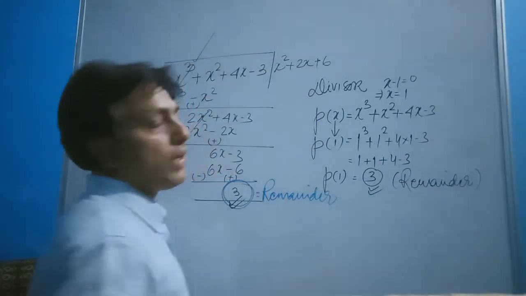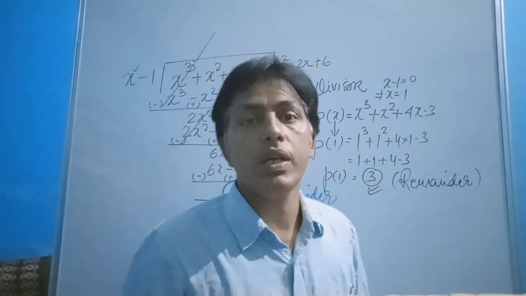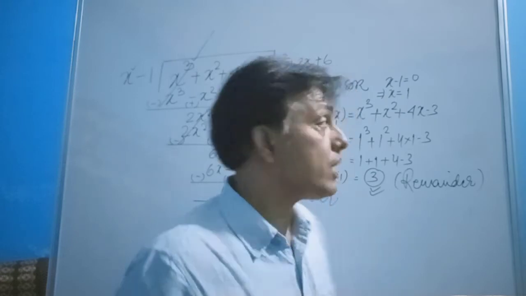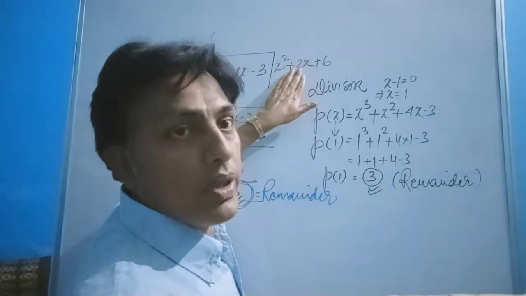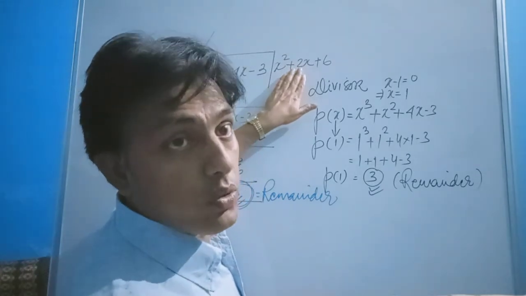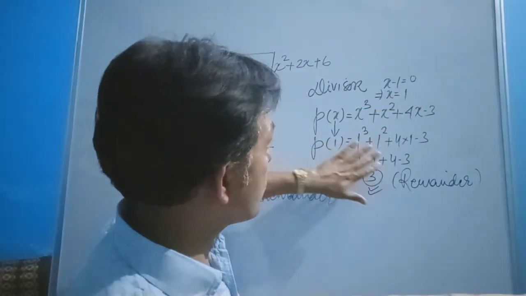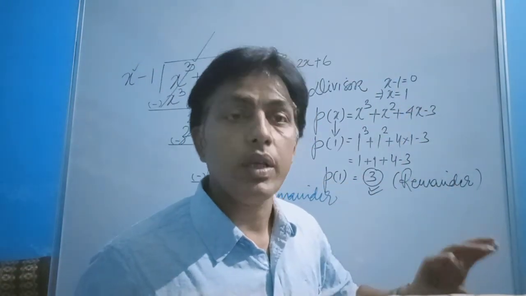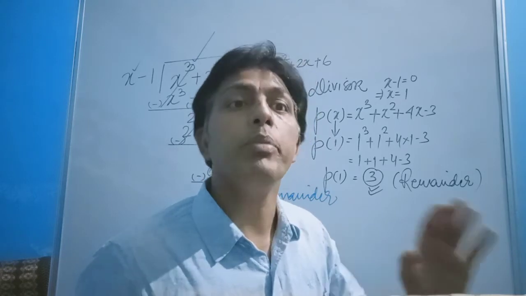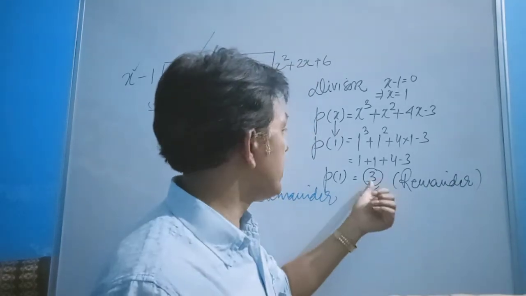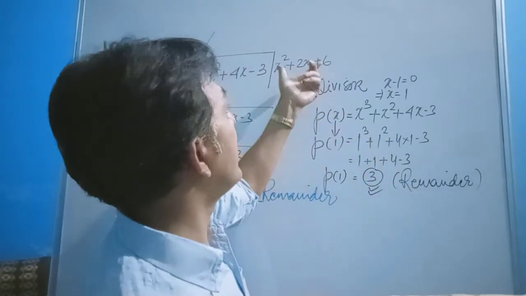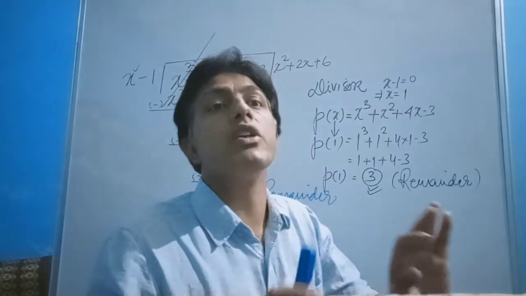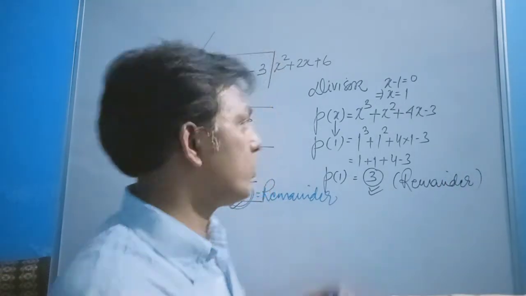But the method is different, and this is the remainder theorem. But one thing is missing. In the long division method, we got the quotient also. But here there is no quotient. So the remainder method gives us a method of finding the remainder without getting the quotient. Correct? So what is the actual statement of the remainder theorem?